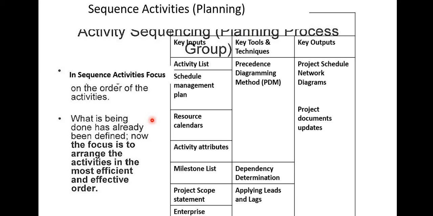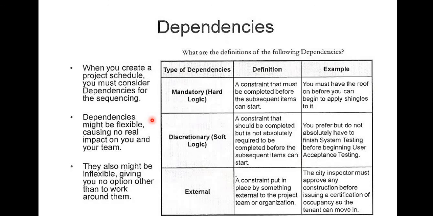So the next thing is to sequence activity. So once we've been able to define activity, then we have all the right to go ahead and schedule or to sequence them. In order of the activity, what is being done has already been defined, yes. Now the focus is to arrange the activities in the most efficient and effective ways. And then now there are a few things we consider when sequencing activity, and we are going to be talking about them shortly. And one of the things we consider when defining and scheduling activity are the dependencies. So let me quickly go through the dependencies. So the first one we have here is the mandatory dependencies.